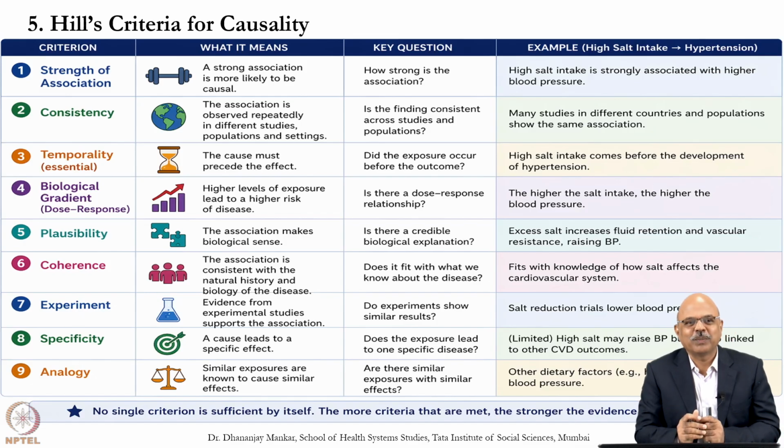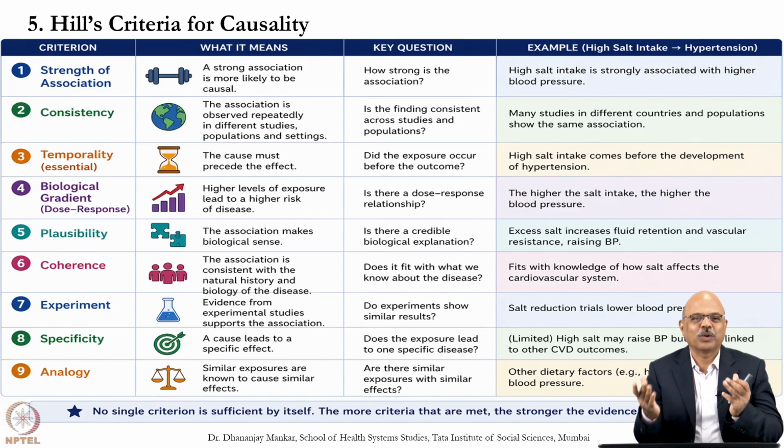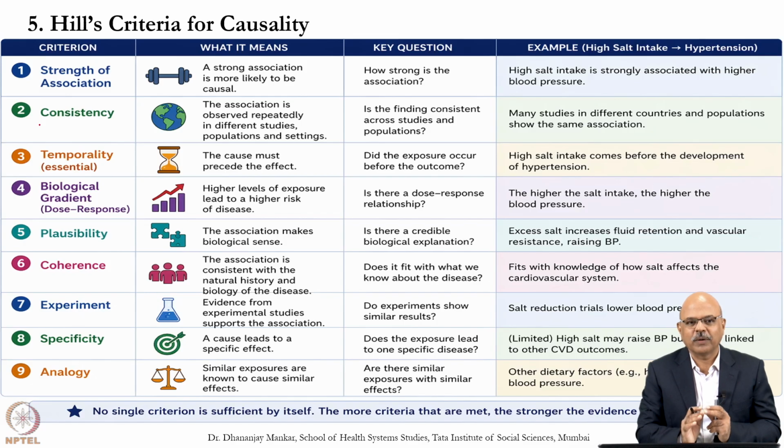Even the dumbbell which is being shown suggests that if you have a strong inclination or association towards the gym or physical activity, it can reduce your body fat, you can have a controlled BMI, and you don't need to take your blood pressure pills. After the strength of association, we will take consistency. The association is observed repeatedly in different studies and population settings. This is very important.